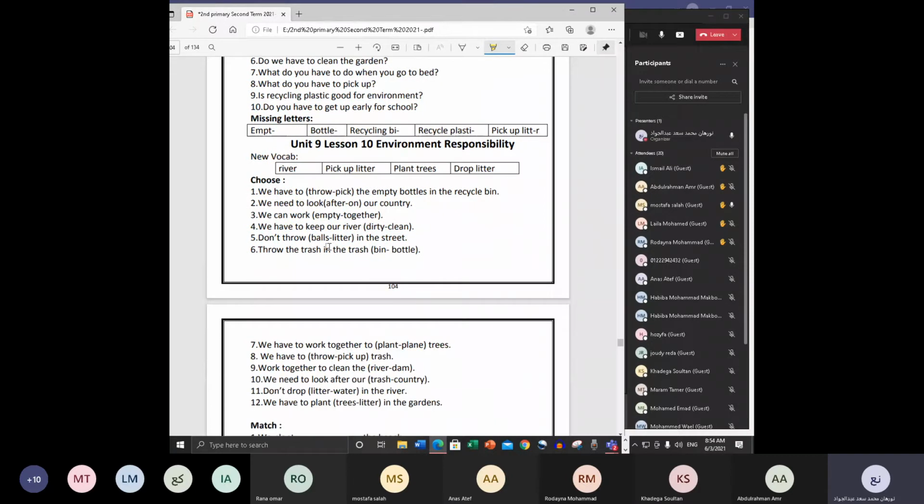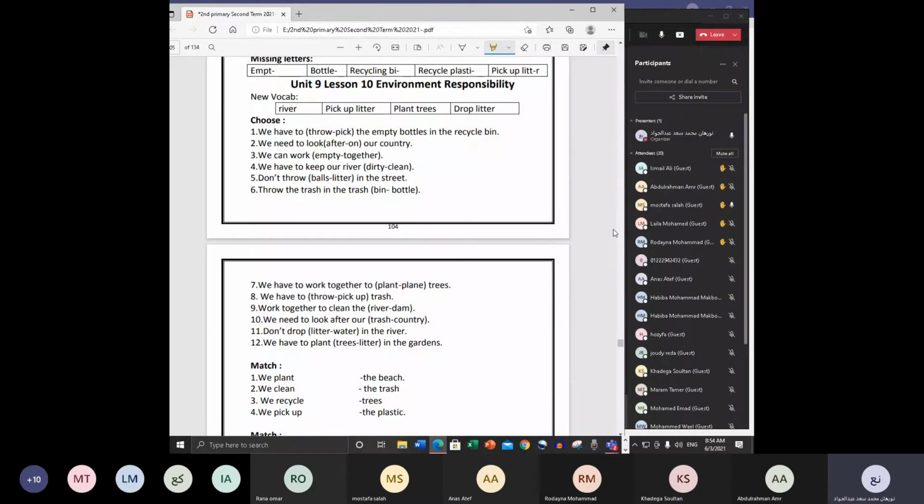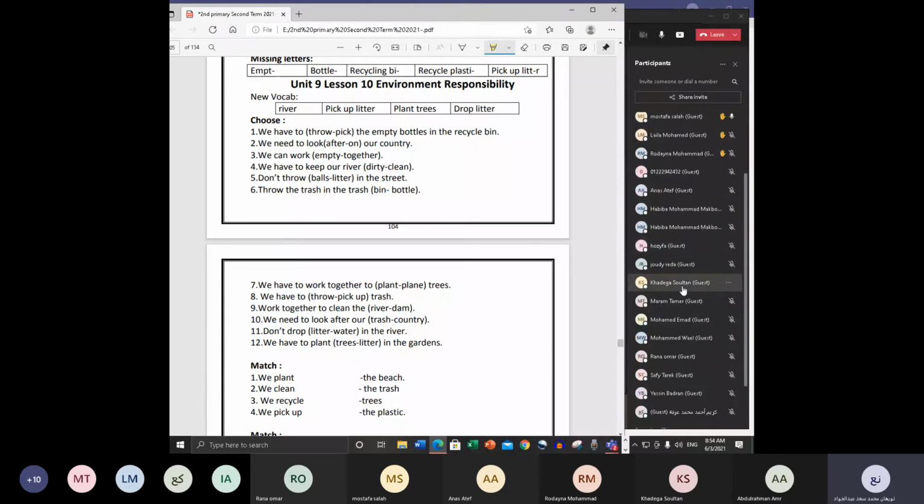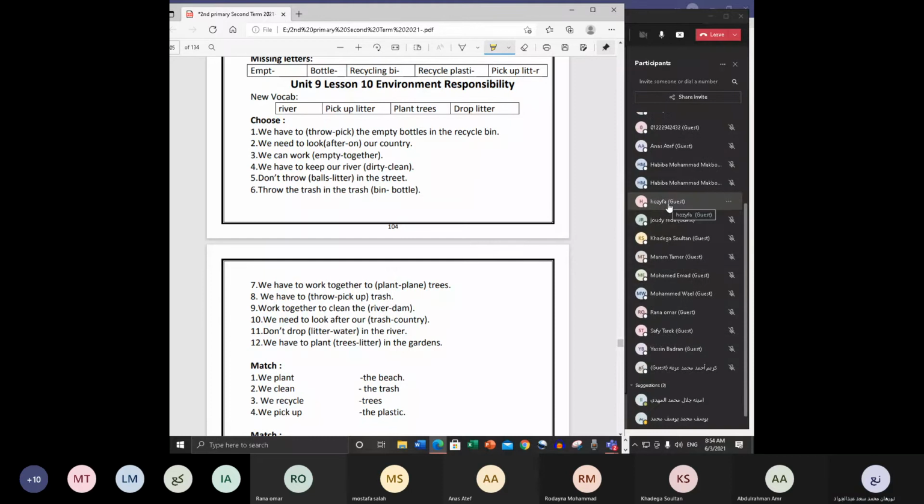طب نيجي على lesson 10 environment responsibility. نبدأ على طول. Number 1. هو في تليفون number كده. حد داخل برقم تليفون. فيش حد؟ طيب. تمام. حذيفة. Yes. Okay, yes, number one. We have to throw or pick the empty bottle in the recycle bin.